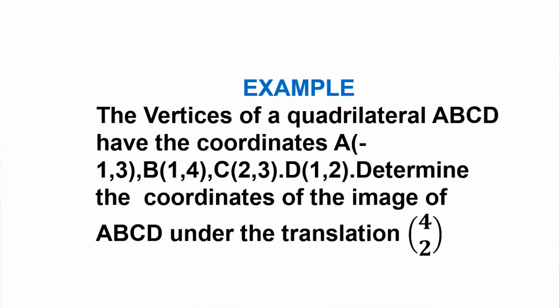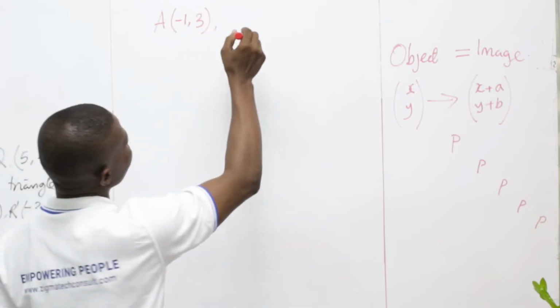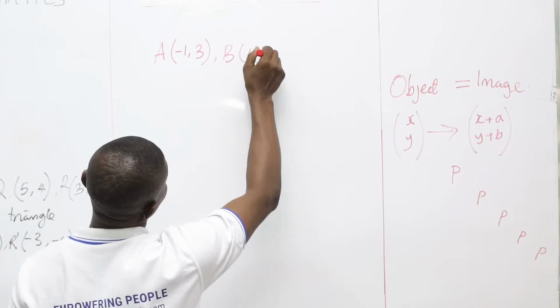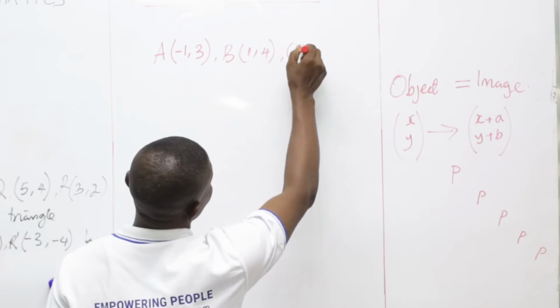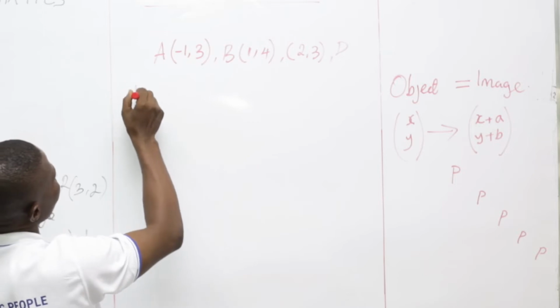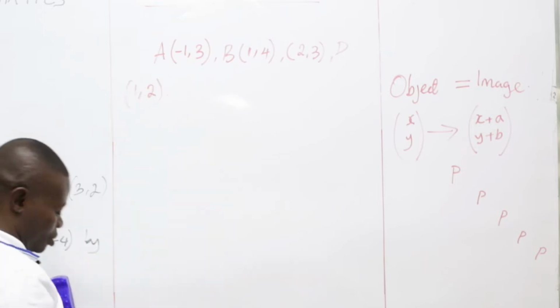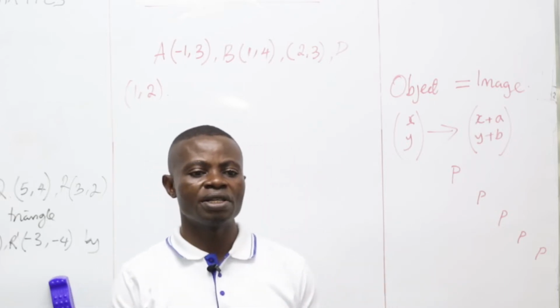Example: the vertices of a quadrilateral ABCD have the coordinates A (-1, 3), B (1, 4), C (2, 3), and D (1, 2). These are the objects. We need to create the image.